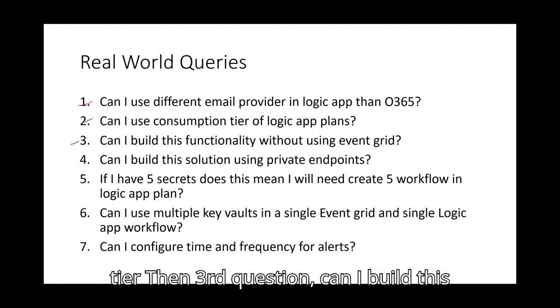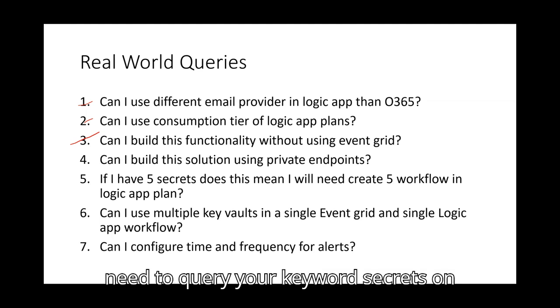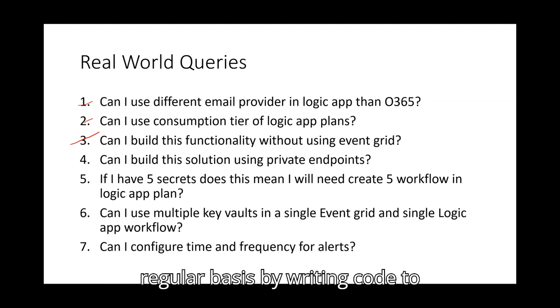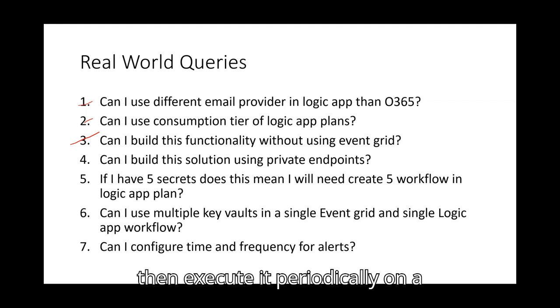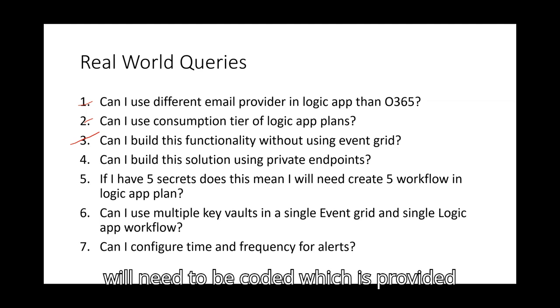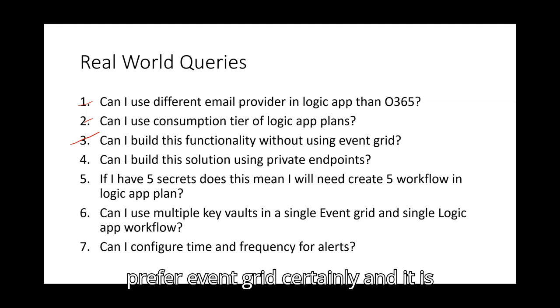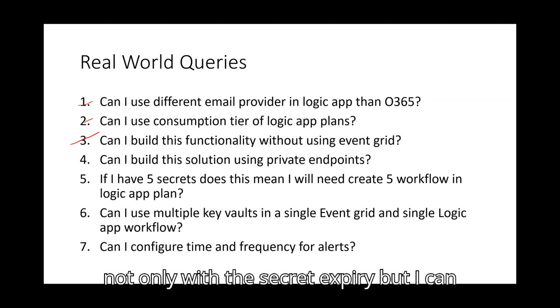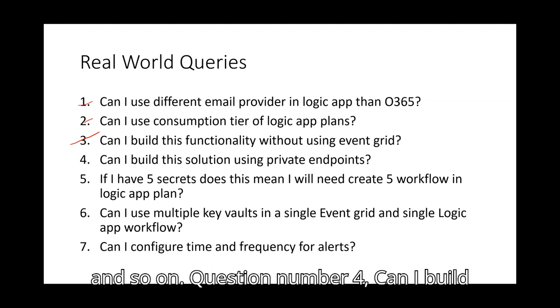Then third question, can I build this functionality without using Event Grid? Yes, you can. But in that case, you will need to query your key vault secrets on a regular basis by writing code to check if expiry is near or expired already. Then use that code in an automation runbook or Azure function and then execute it periodically on a frequency. Most of the stuff in that case will need to be coded, which is provided out of the box in Event Grid. So I will prefer Event Grid certainly, and it is not only with the secret expiry, but I can use it with any key vault event, whether it is key expiry or certificate expiry and so on.